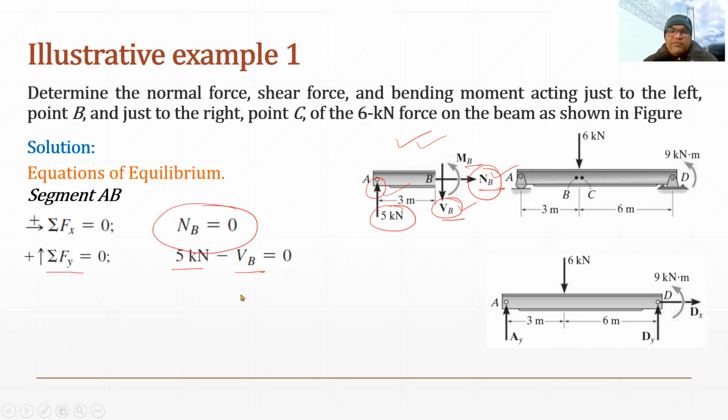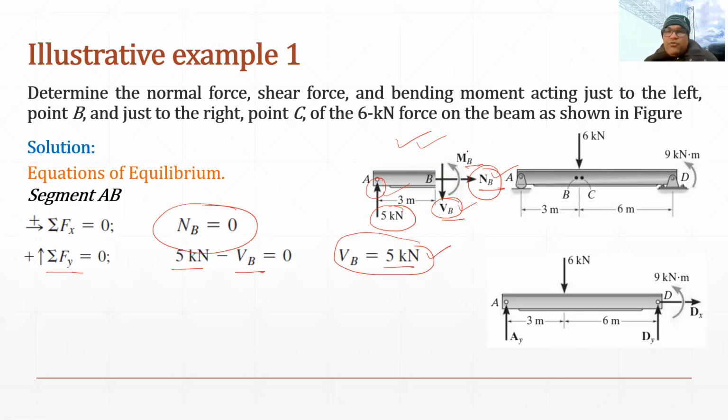So with this, we can find out the value of Vb. Now the value of Vb is 5 kilonewton. And here you can see the value is positive, which means the sense of Vb that we have assumed as downward is actually correct. It will be downward, and therefore the value is positive.